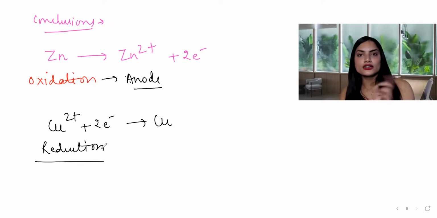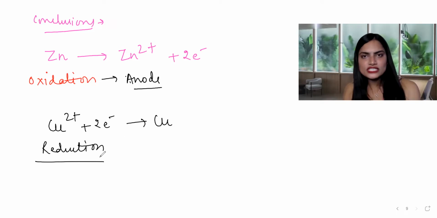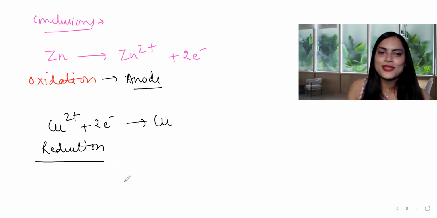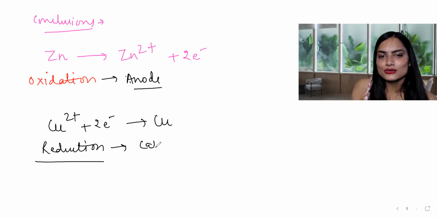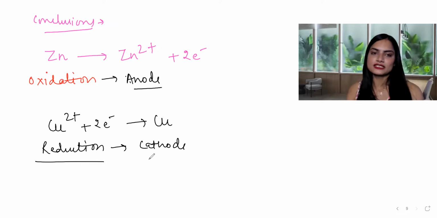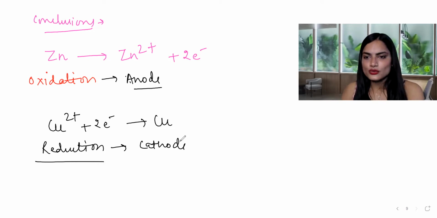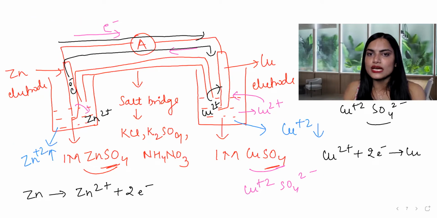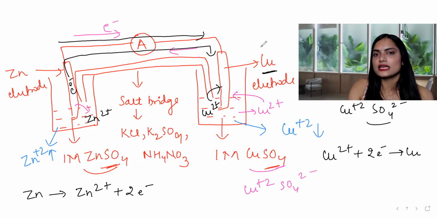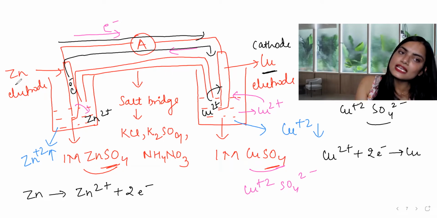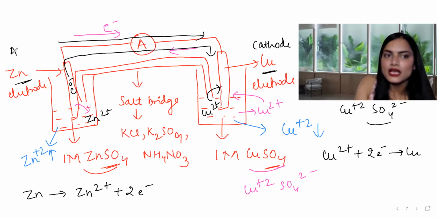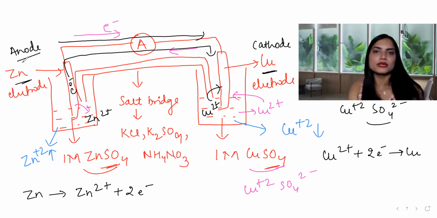So at anode oxidation takes place, and hence this zinc electrode is known as anode here. And reduction takes place at which electrode? Obviously, we are left with cathode. At cathode, reduction is taking place. So this copper electrode in this cell is called cathode. So I can mention here that this copper electrode is acting as a cathode, and this zinc electrode is acting as an anode.